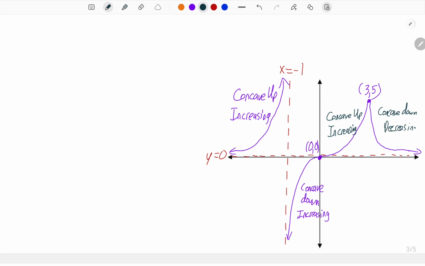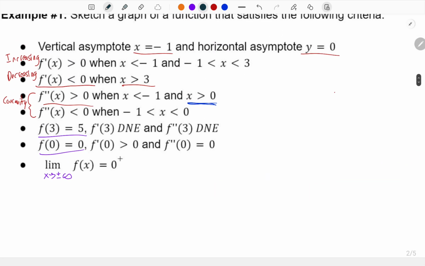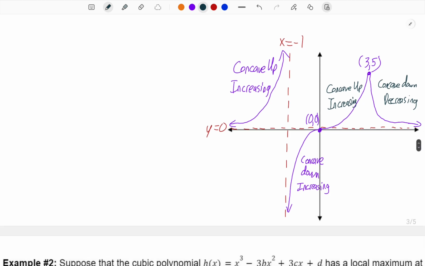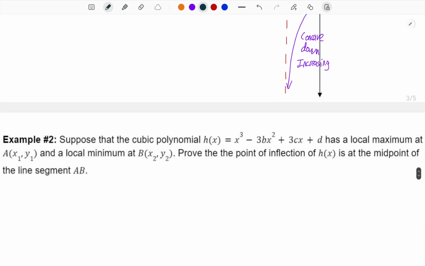So you'll see that this point's got that sharp edge. That's why if we go back to the criteria, you can see the first and the second derivative don't exist there. But as long as we fulfill that criteria, the increasing, the concavity, that's what we get. All right, so now let's take a look at the next example.